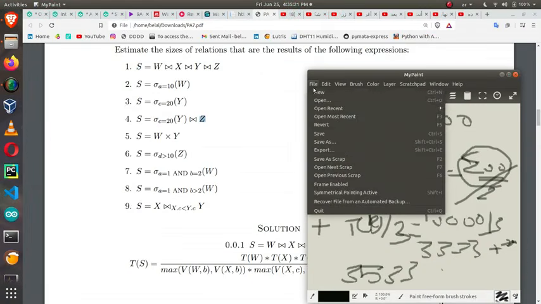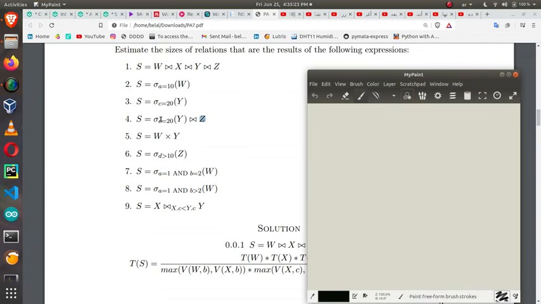So let's write it down. This will not join all of the tuples in Y with all tuples in Z. This will join the resultant tuples from the left side of the join statement with all tuples in Z. Nice.